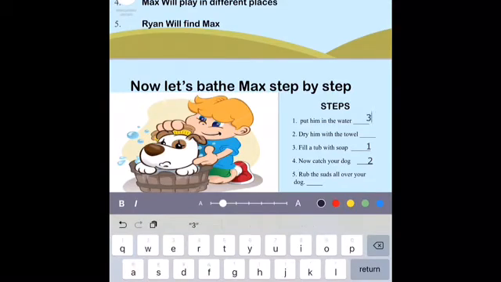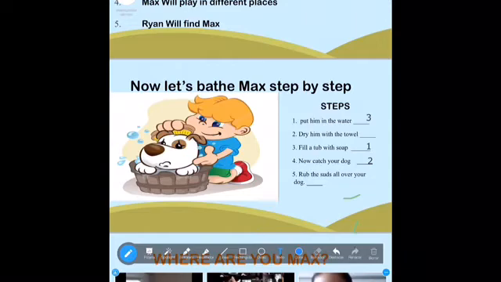Which one do you think is the number 4, guys? Rub the suds all over your dog or dry him with a towel? Alison, you have to wait for your turn before you activate your microphone, okay? Now, you can speak, Alison. Thank you. Thank you, Alison.